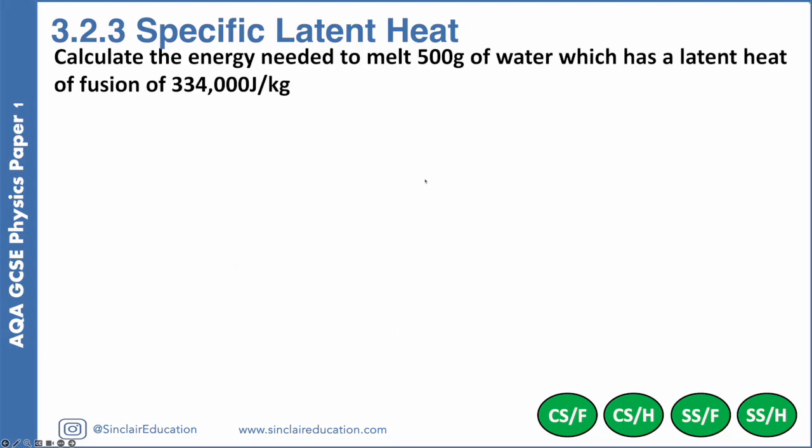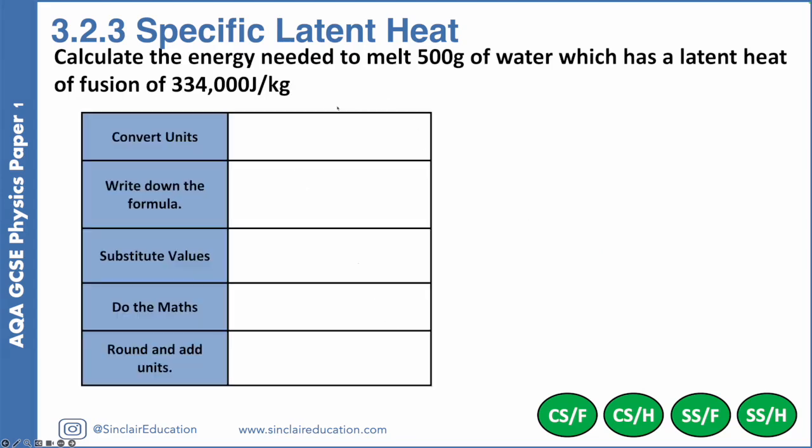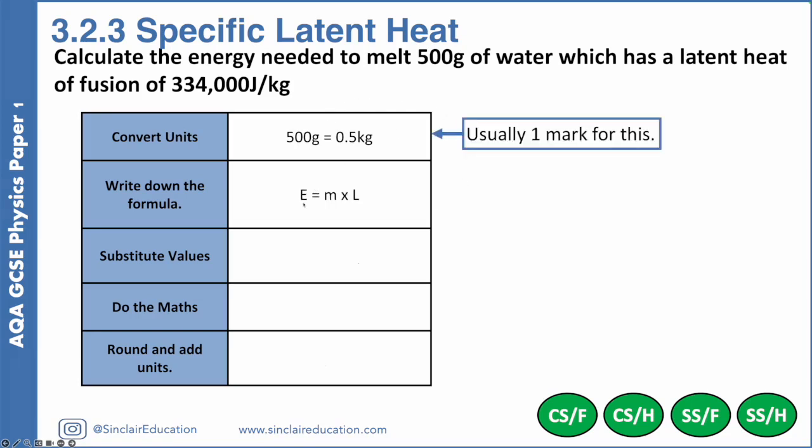If we have a look at this example, first of all, we've got our latent heat has been given in joules per kilogram, so we'll need to convert our 500 grams of water into kilograms. So 500 divided by 1000, giving us 0.5. We'll put in our equation, so energy equals mass times specific latent heat. And we'll now substitute in our values.